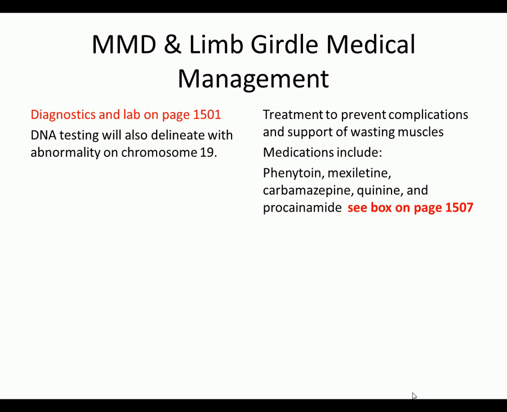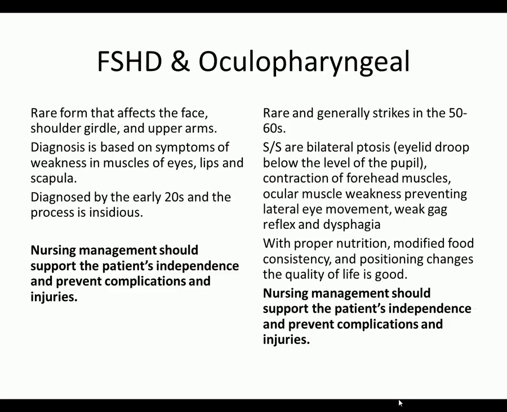Your facioscapulohumeral disease, or FSHD, and your oculopharyngeal are what we're going to discuss next. Your FSHD is a rare type of muscular dystrophy that affects the face, the shoulders, the girdle, and the upper arms. It's more common in females than males. The diagnosis is made based on symptoms. It's diagnosed in the early 20s, and its progression is insidious.